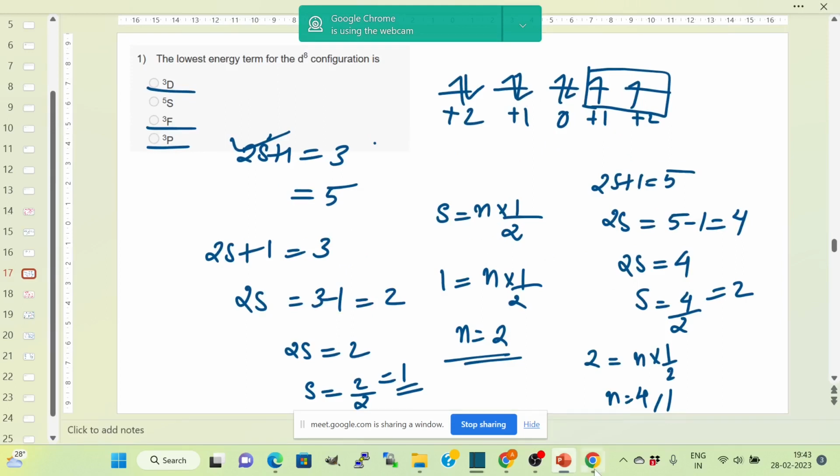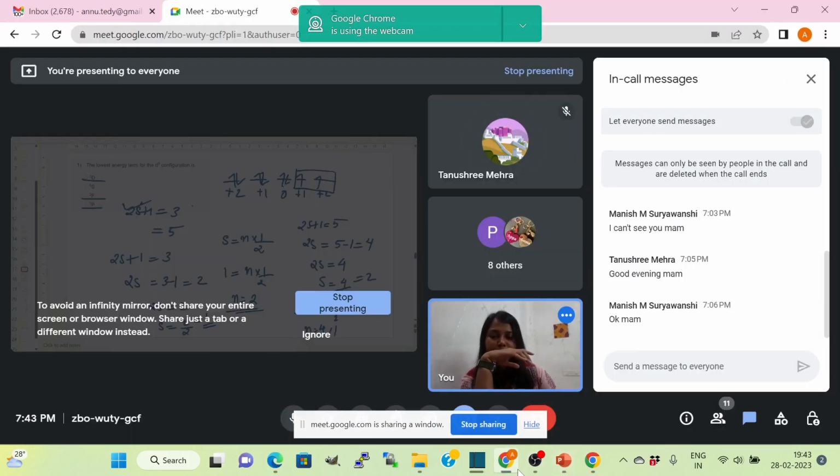Let me check the chat box. Can you put it in the chat box? So is 4 unpaired electrons possible for D8 configuration? Yeah.